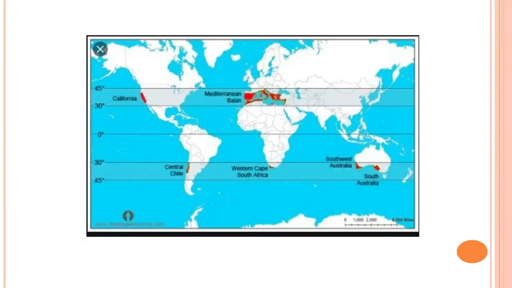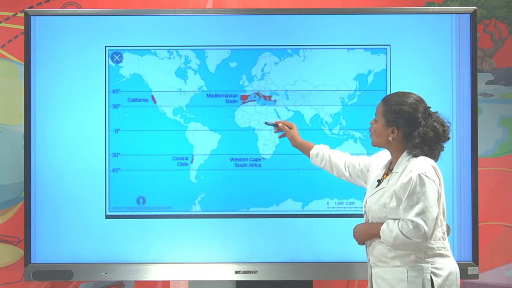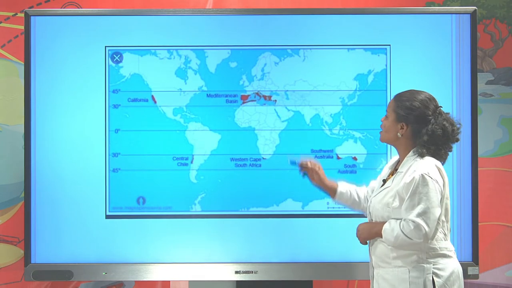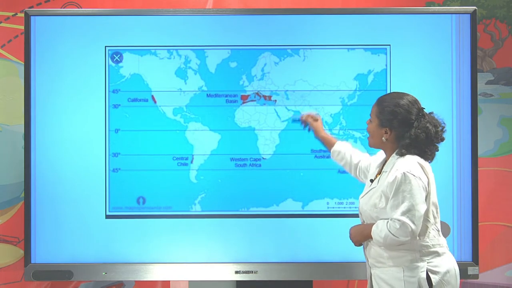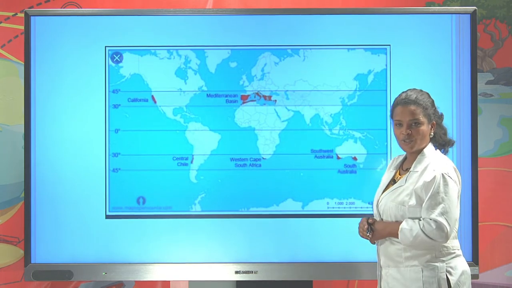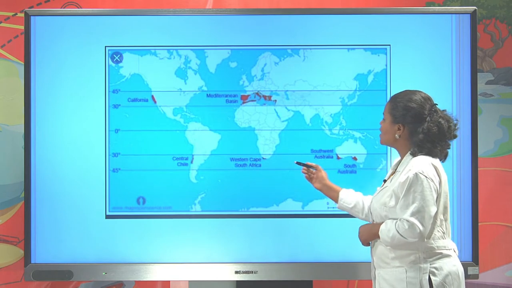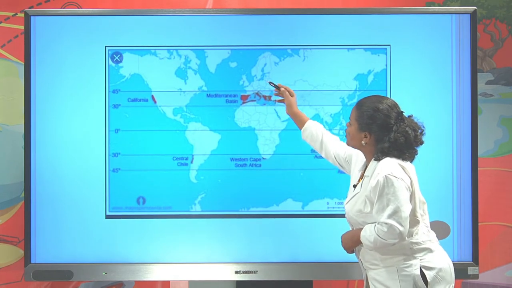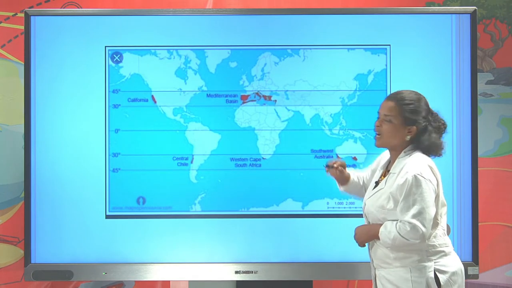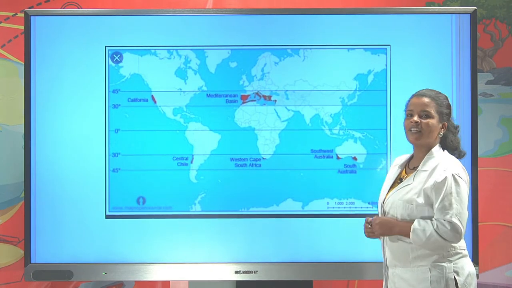When we see the latitudinal location of Africa, almost 2/3 of Africa lies within the tropics. Because of this, Africa has high temperature throughout the year. Only the Western Cape in Southern Africa and the northern extreme point of Africa have a Mediterranean climate.